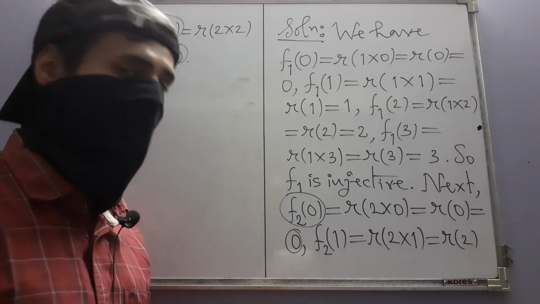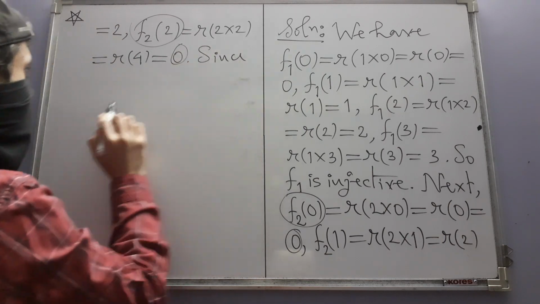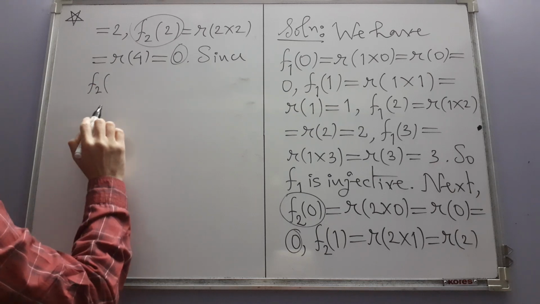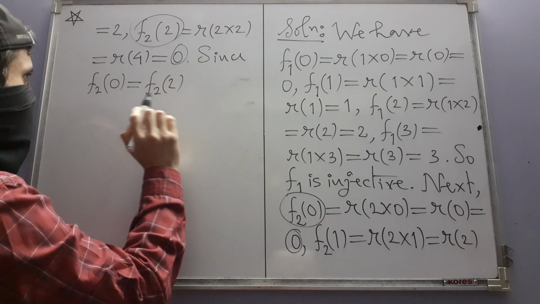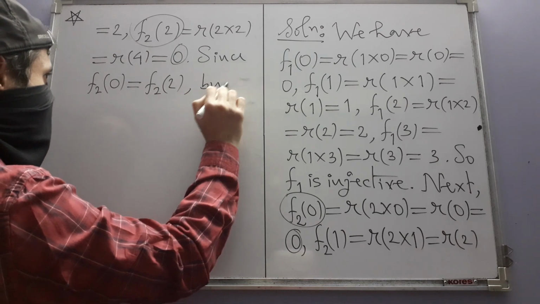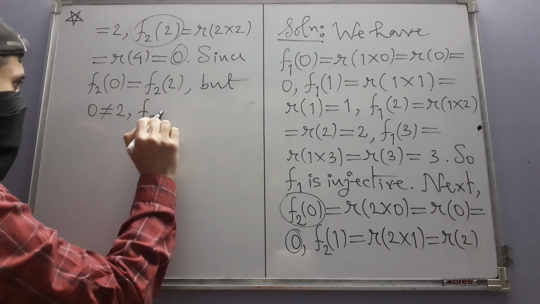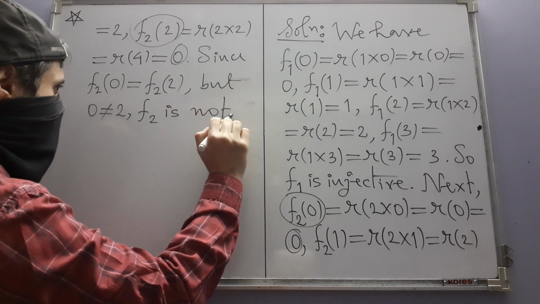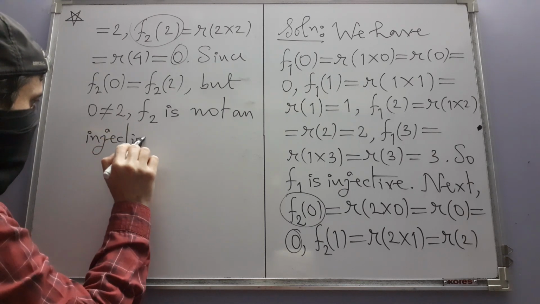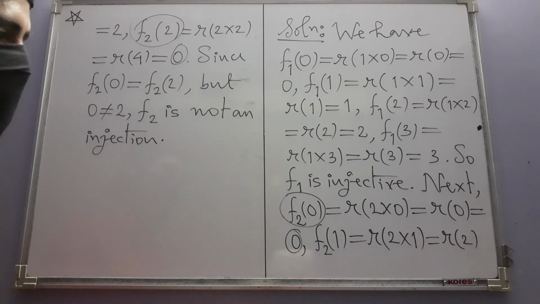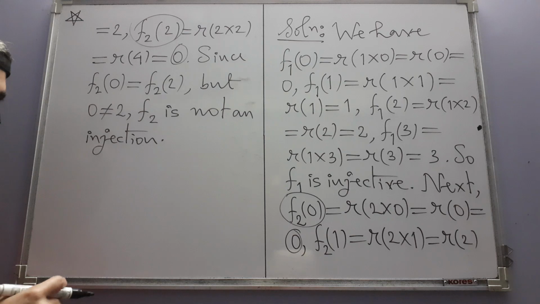So, F2 is not injective, since F2 of 0 is equal to F2 of 2, but 0 is not equal to 2. F2 is not an injection. Okay, so suddenly this is not an injective function. Next, let us see F3 also, because A can be 3 as well.